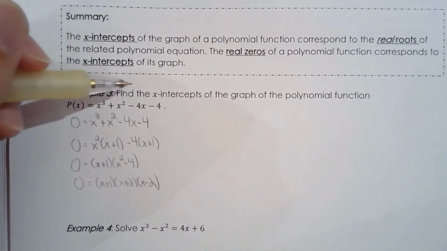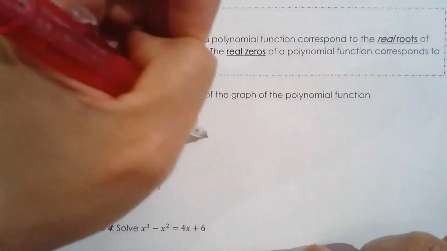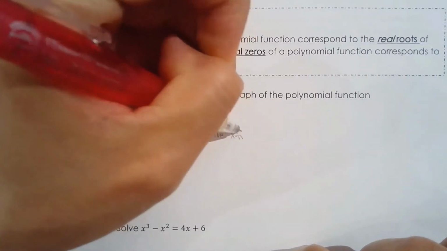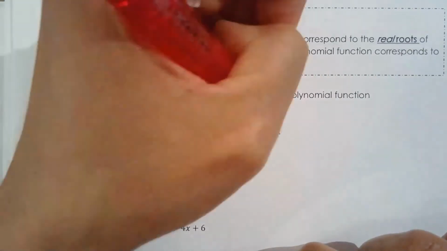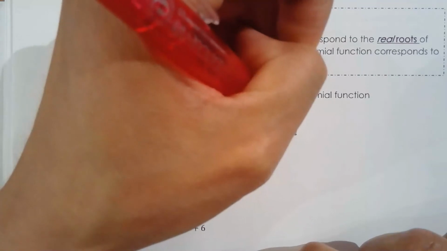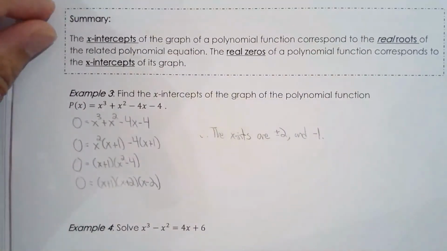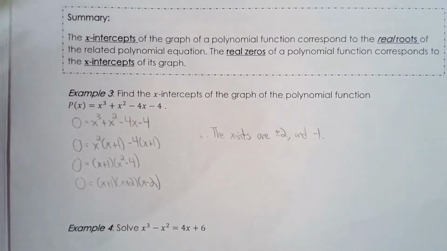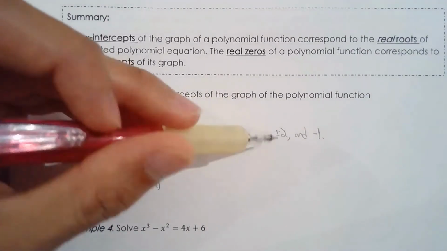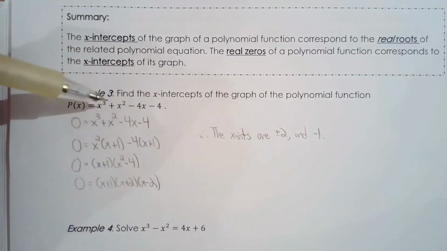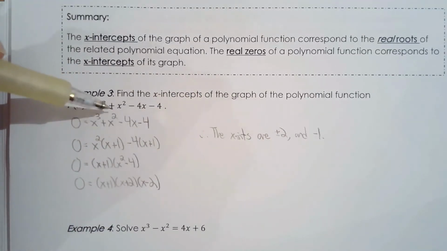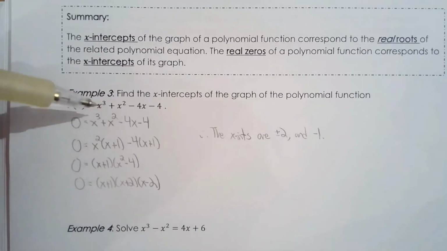Alright, so let's find the x-intercepts. Therefore, the x-intercepts are, let's see, plus minus 2 and negative 1. Okay, and if you want, in addition to stating the x-intercepts, you can also graph p of x. I really want to emphasize that you don't have to stop at just finding the x-intercepts.